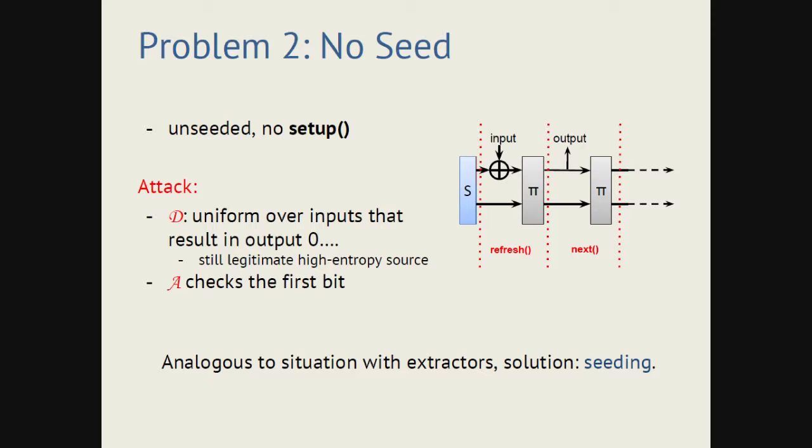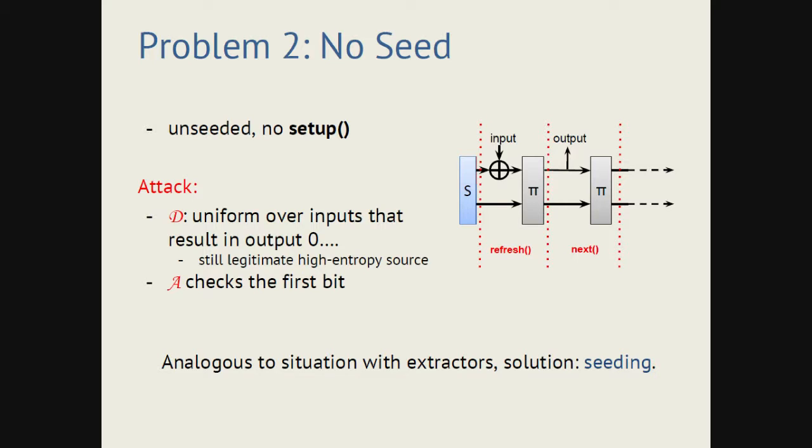And the second reason why this construction is not robust is that it is unseeded. It doesn't contain any setup procedure. So again, you can come up with a simple attack that shows that this violates the robustness of the generator. You can simply consider a distribution sampler that samples uniformly over the distribution of all inputs that, after processing by the PRNG, result in an output that gives you a zero.